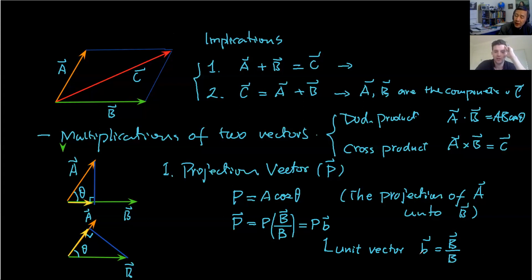Now there's another way to rewrite B. B is just the scalar B, the length, multiplied by its direction. Do you agree? So in this way, we just return to B. Think about it. So the unit vector is often used as what we call the directional vector.